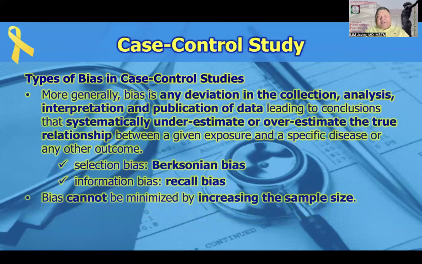Now, bias or your systematic errors cannot be minimized by increasing the sample size. Sample size estimation or manipulation of your sample size often becomes useful if you want to address or correct random errors, but not systematic errors or not your bias.